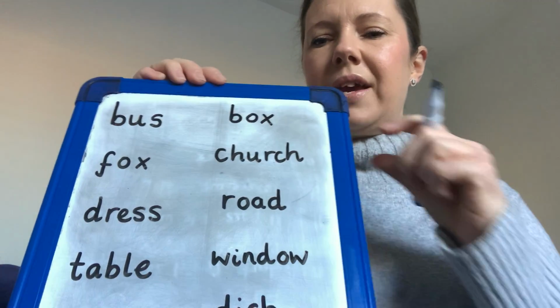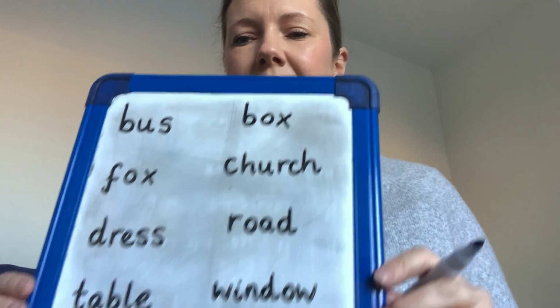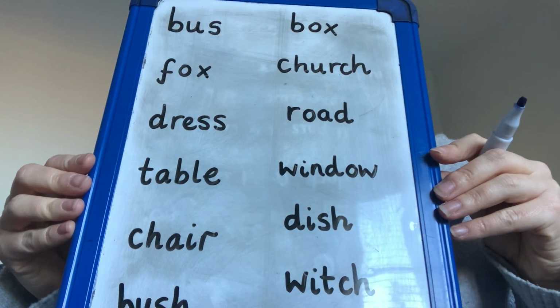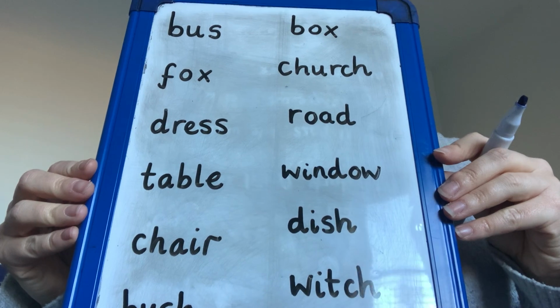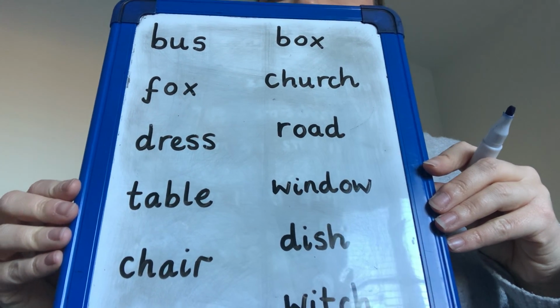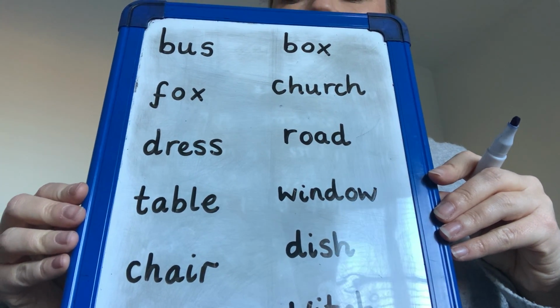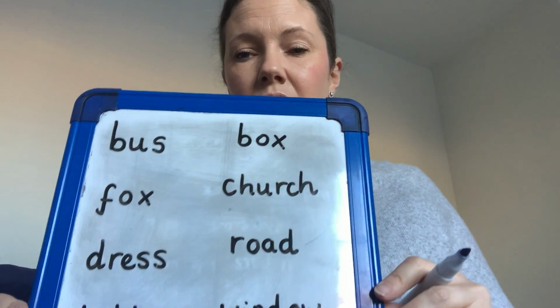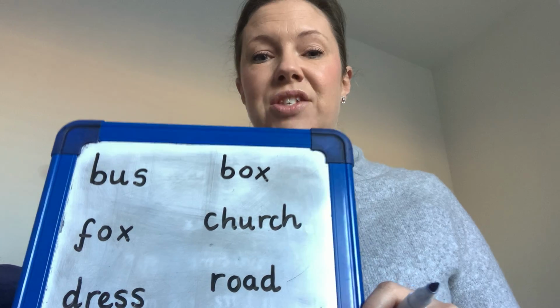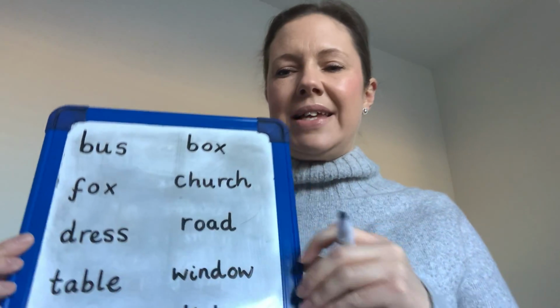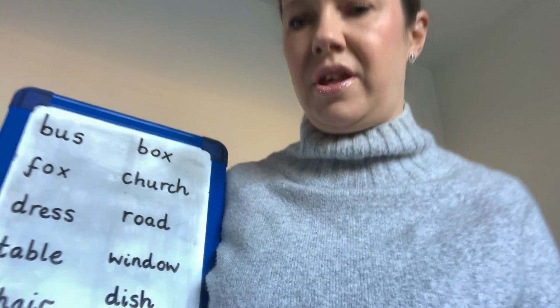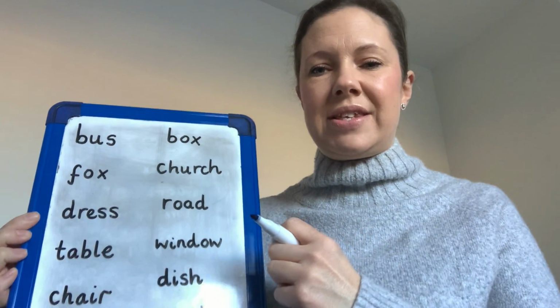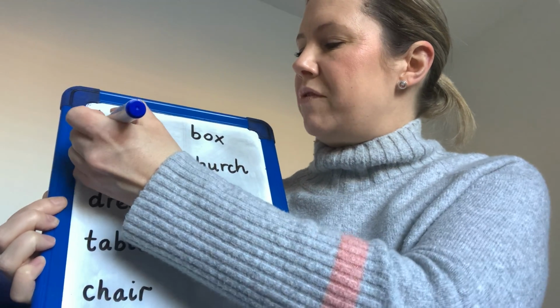Okay, I've got some words on here. There's a mixture of words here, all singular nouns. What we're going to have to do is see how we can make these words into a plural. Is it just add s, or is it adding the es rule? So let's have a little look then. I'll do a couple with you, and then I'm going to leave you to do the rest of these by yourself.